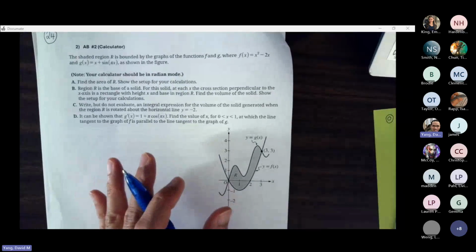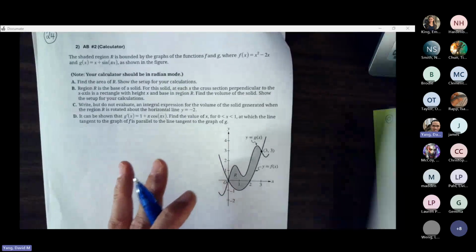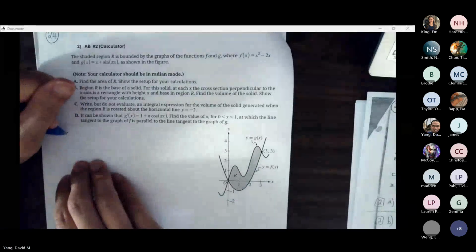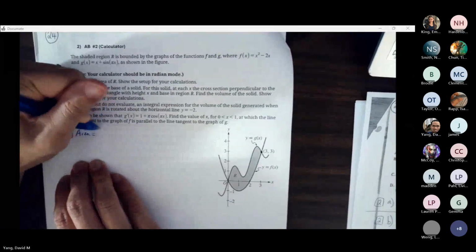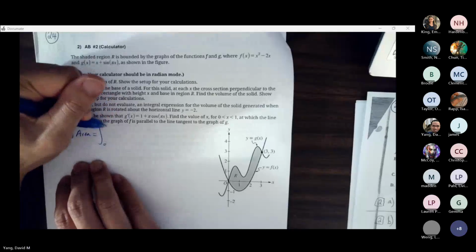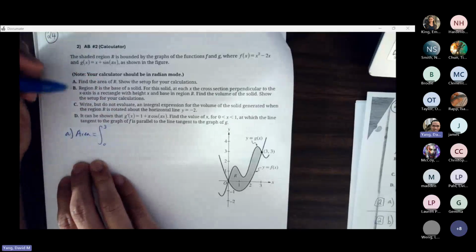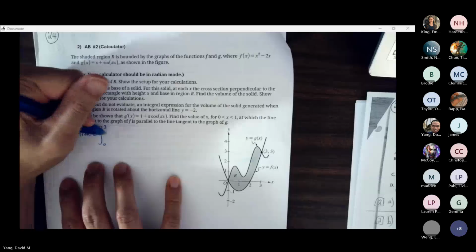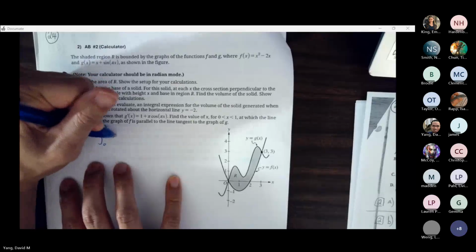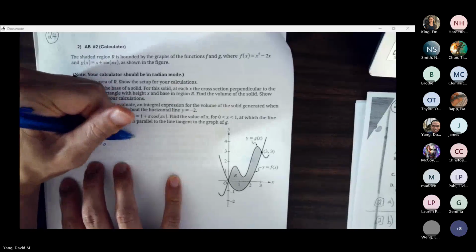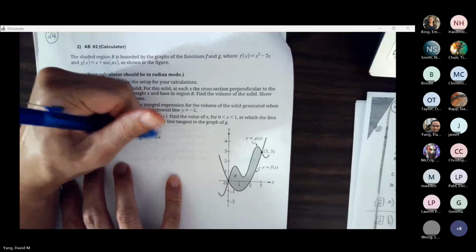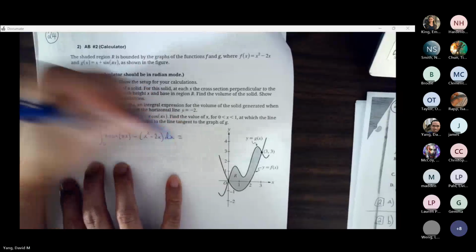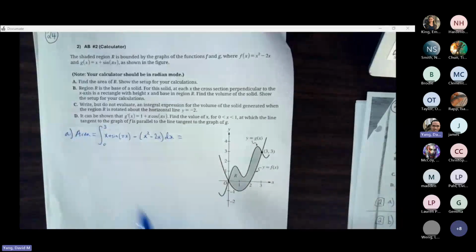So area is just top graph minus bottom graph. Integral. The top is the g of x function. The bottom is the f of x function. We just do math 9, enter all that in your calculator.